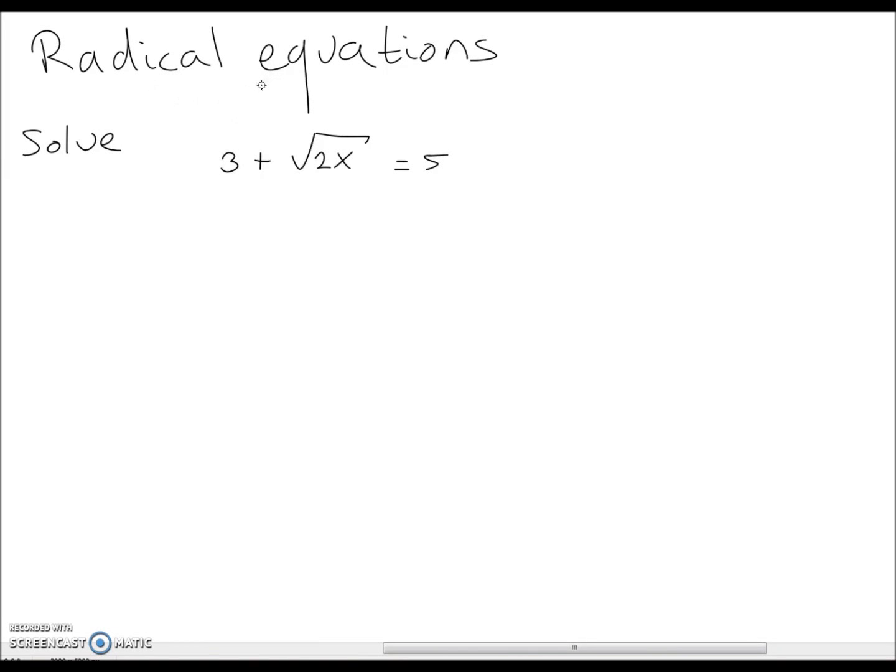This video is about radical equations. A radical equation is an equation where the variable, such as x in this case, is in a square root. In order to solve this equation, we need to get rid of the square root. And in order to get rid of a square root, we could square both sides. But before we can do that, we have to isolate the square root.